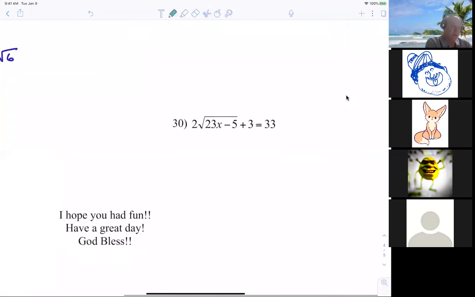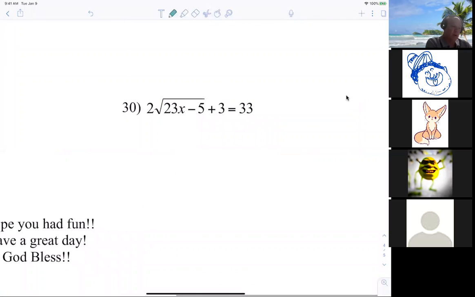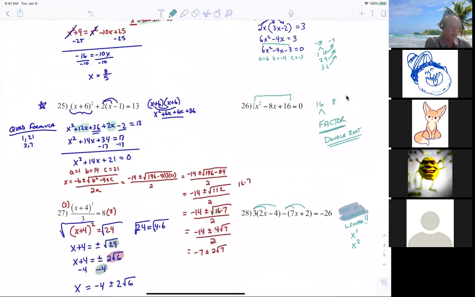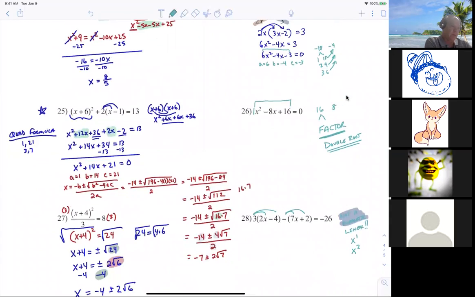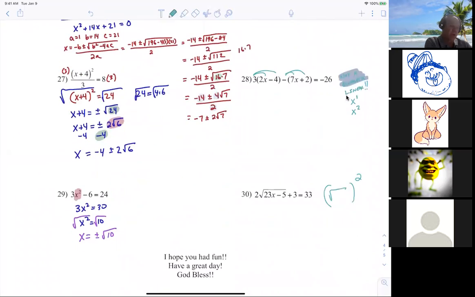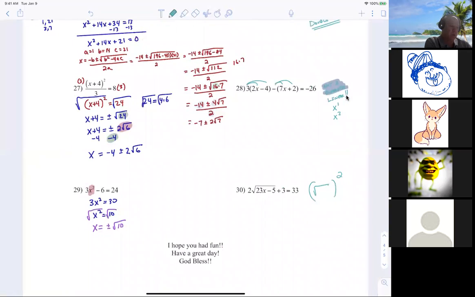All right, now 30. All right, we isolate the square root. Then how do I solve a square root? I do what to both sides? I square both sides. Okay? All right, now to me, I want you to finish those problems up. There's not that much to finish. 24, 26, 28, 30. I'll kind of take a look at that when you submit your work.